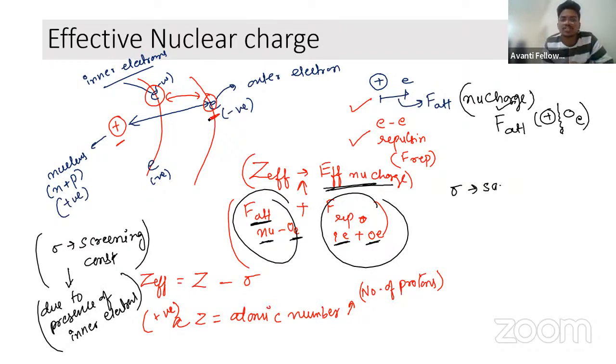If the repulsive forces are dominant, Z effective decreases. If the repulsion forces increase, Z effective decreases. That's it. Why? Inner electrons will act as a shield. I hope you guys are clear with the effective nuclear charge.